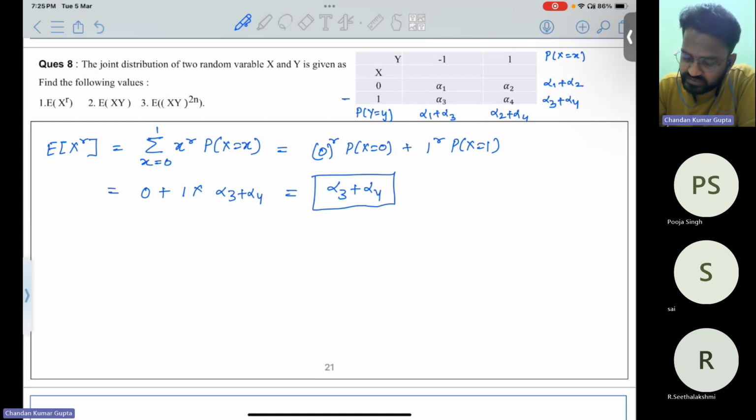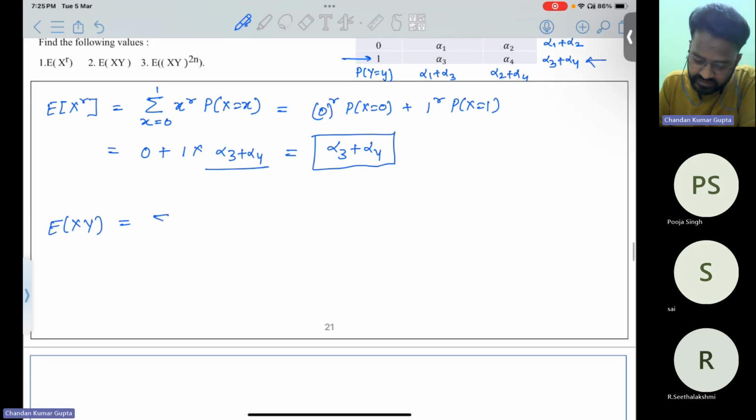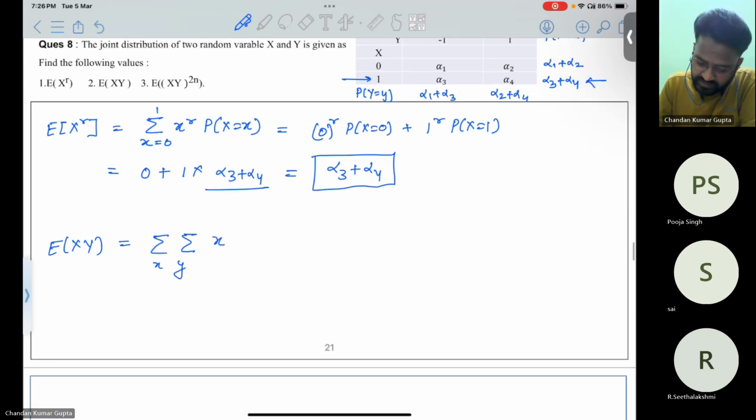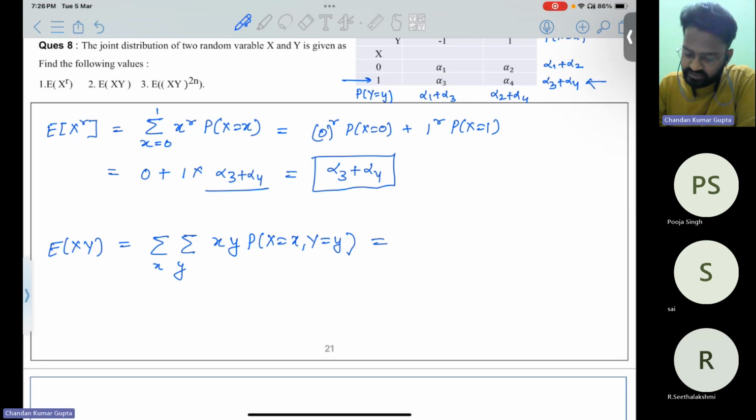From here, the probability that x is equal to 1 is alpha 3 plus alpha 4. Now again, the expected value of xy can be calculated as the sum of xy times the probability that X equals x, Y equals y.